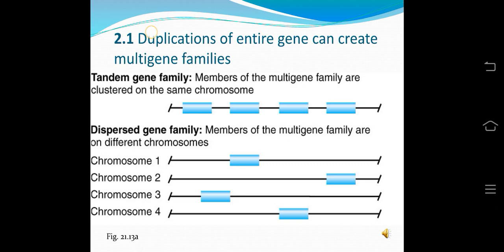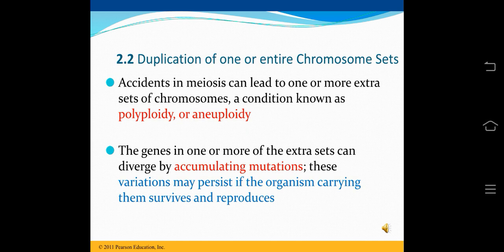Then duplication of one or entire chromosome sets. Accidents in meiosis can lead to one or more extra sets of chromosomes, a condition known as polyploidy or aneuploidy. The genes in one or more of the extra sets can diverge by accumulating mutations. These variations may persist even if the organism carrying them survives and reproduces.